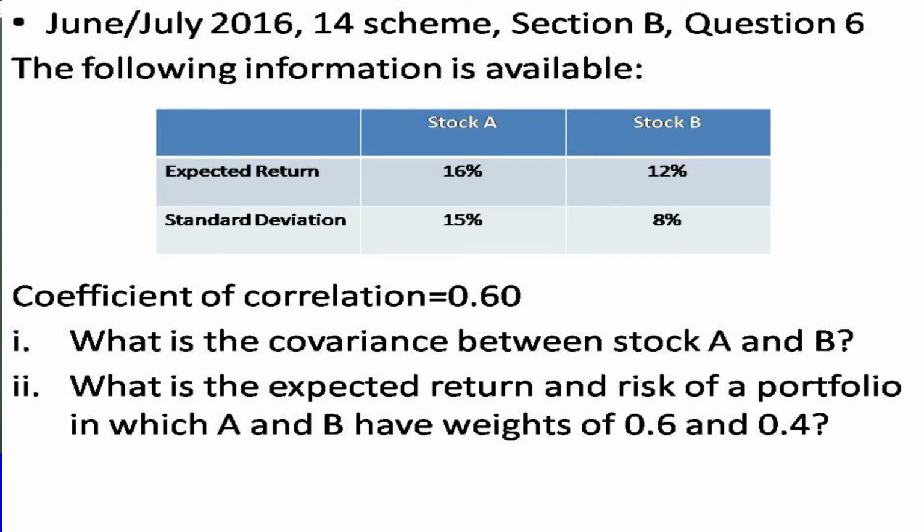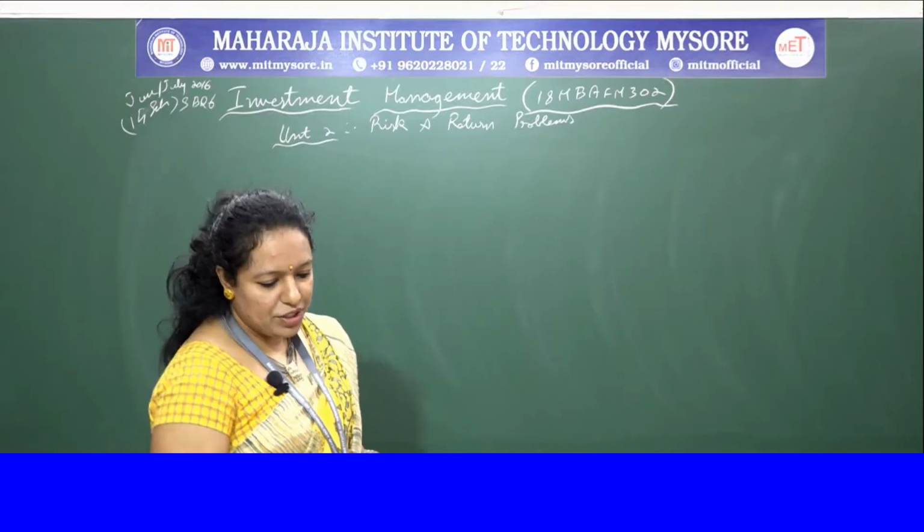The following information is available: they have given the expected return of stock A and stock B and the standard deviation of stock A and stock B. The coefficient of correlation is only given, no need of calculating, that is 0.60. What is the covariance between stock A and B? What is the expected return and risk of the portfolio in which A and B have weights of 0.6 and 0.4? So this is the problem which they have given.